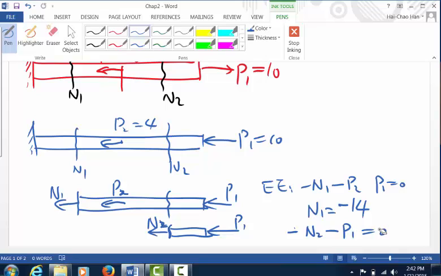All combinations. Put both this way, both the other way. One this way, one other way. One this way, one other way. Keep all these combinations. See if you can find N1 and N2. If you can do all that, then you will be very confident to find all these internal forces.